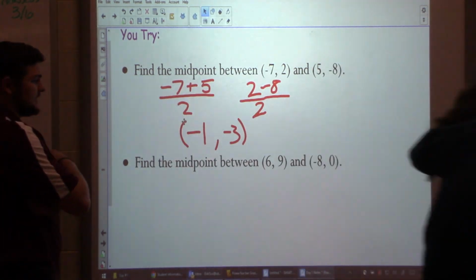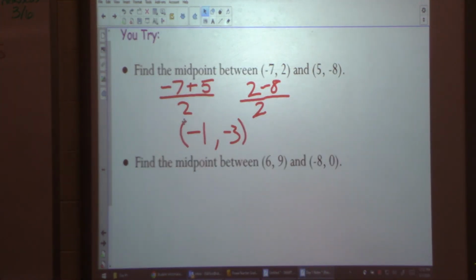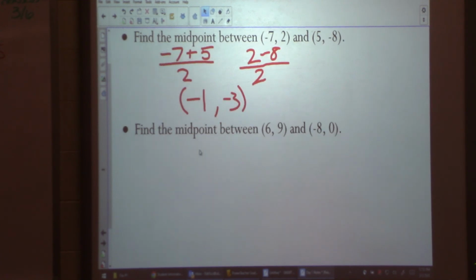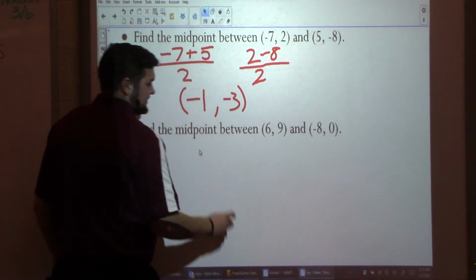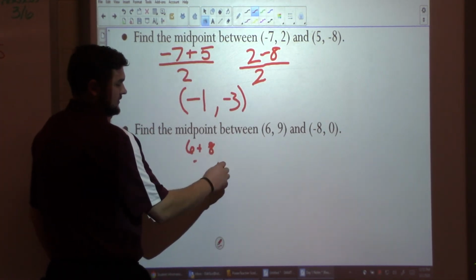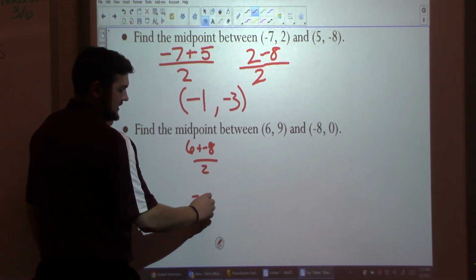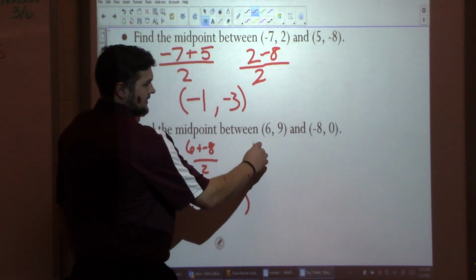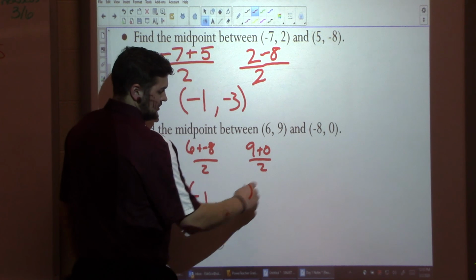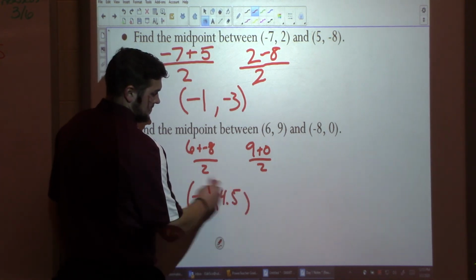Alright, second one then. So you got -1, -3 for the first one. Second one, we should get what? 6 plus -8 over 2 is -1. 9 plus 0 over 2 should be 4.5.